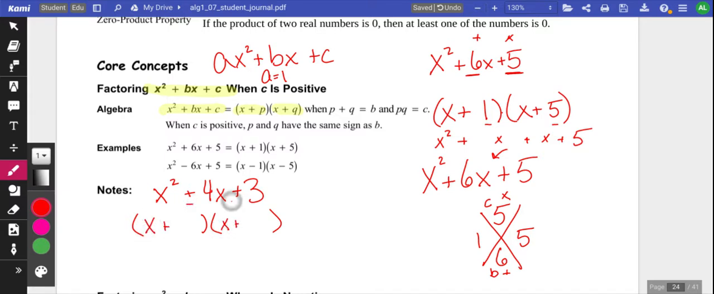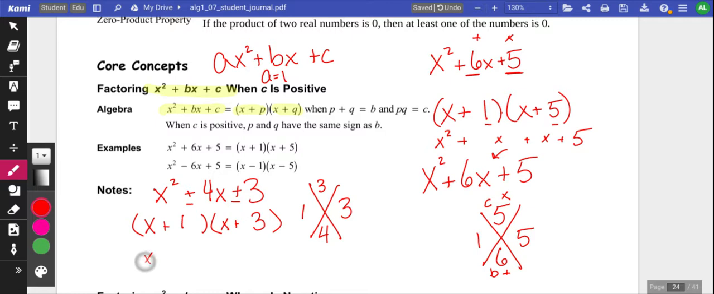If I have two positive signs, all these numbers are positive. So I have two different numbers I need to find. I need to find the numbers that add to 4 and multiply to 3. Well, only two numbers multiply to 3, and it's 1 and 3. 1 and 3 add to 4 and multiply to 3, so that tracks. So 1 and 3. If you want to check your work, you can.